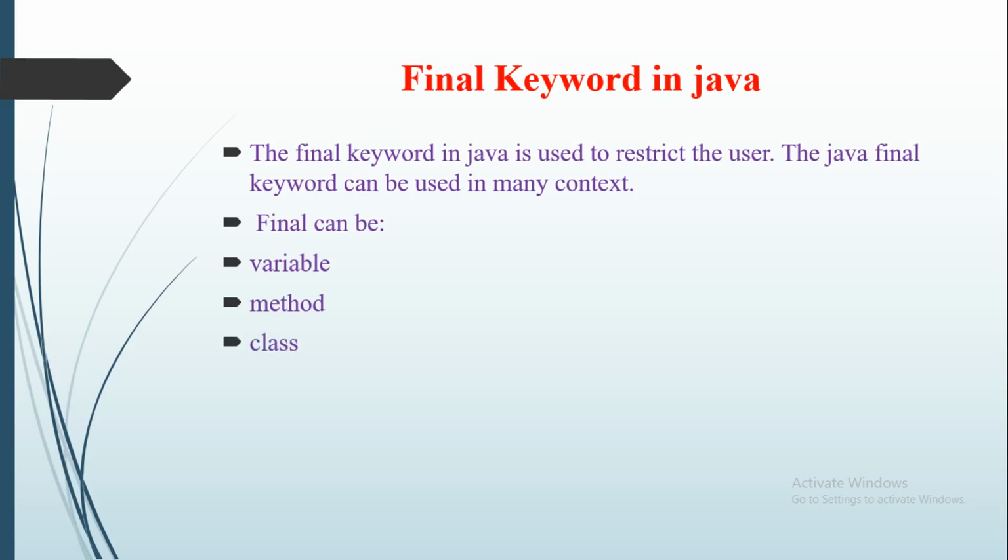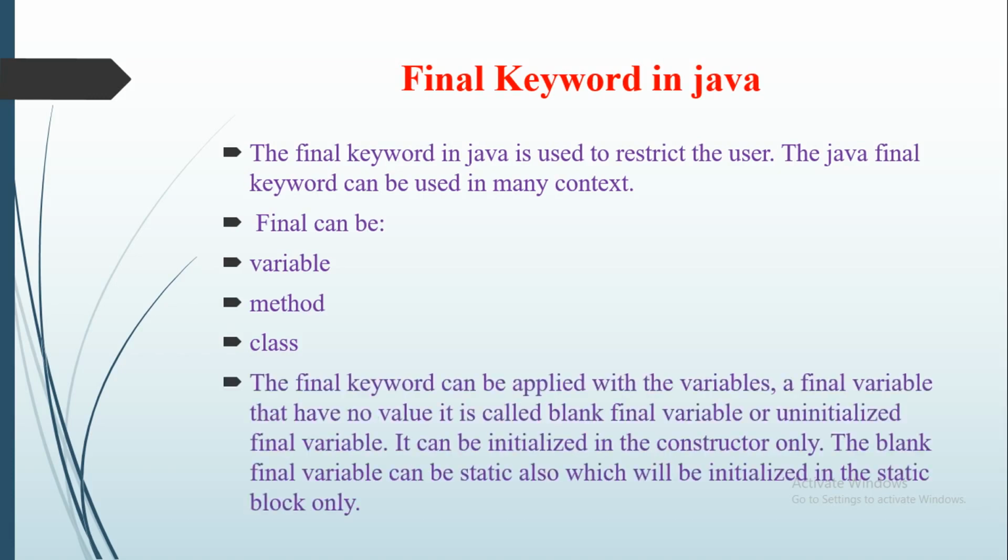So final acts as a modifier, and we can give control to our program by using final. But if we want to restrict our program, we can use the final keyword. The final keyword can be applied with variables. A final variable that has no value is called a blank final variable or uninitialized final variable. It can be initialized in the constructor only. The blank final variable can be static also, which will be initialized in the static block only.